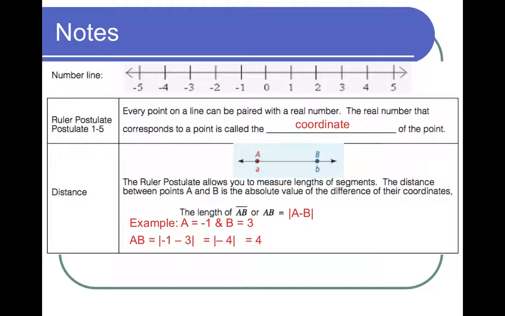As I just said, the distance between me and Dwayne is the same as the distance between Dwayne and me. So instead of doing AB, where I took A minus B, I could do it the other way, BA. It would be 3 minus -1, which is 3 plus 1, which is 4, absolute value 4. Whether I start at A and go to B, or start at B and go to A, the distance is 4. I can tell that by taking the absolute value of the difference of the coordinates. I'll give you a minute or two to copy that down.